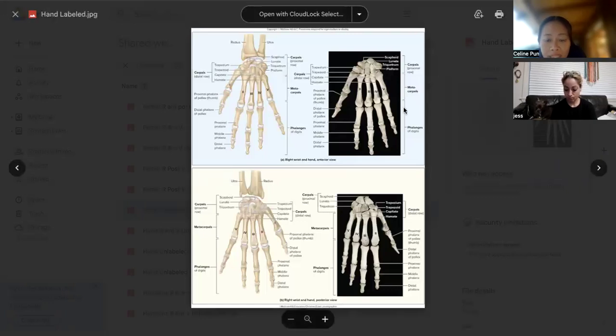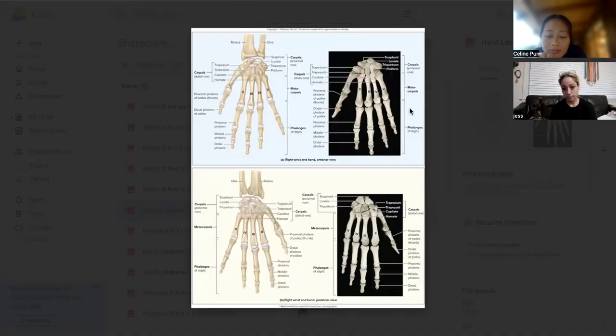So there's the Roman numerals. You see it? Your thumb is always number one. And then I have a silly acronym to remember the fingers. Let me find it. Give me 1 second.